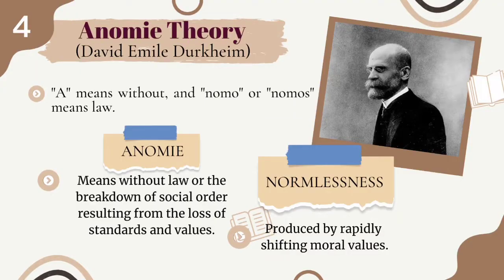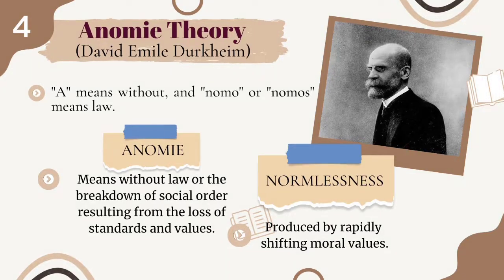So the next one is anomie theory by David Emile Durkheim. A means without law and nomos means law. So meaning to say, anomie means without law or the breakdown of social order resulting from the loss of standards and values. Durkheim defines anomie as a discrepancy or pagkakaiba between individual or group norms and broader societal standards, or the absence of societal morality, which results in moral instability and a lack of acceptable ambitions. Anomie is a social condition in which there is a disintegration or disappearance sa mga pamantayan o patakaran that were previously common to the society.